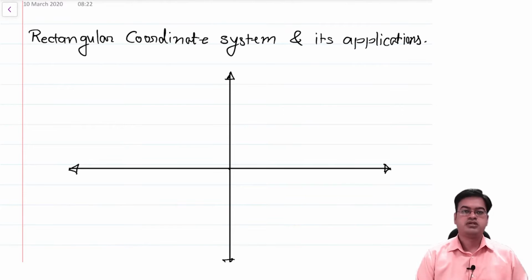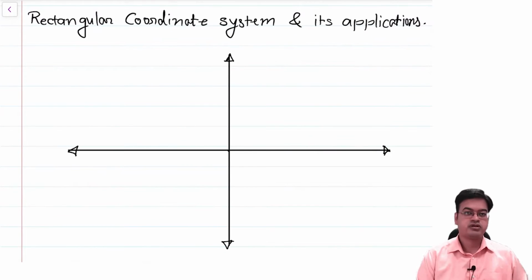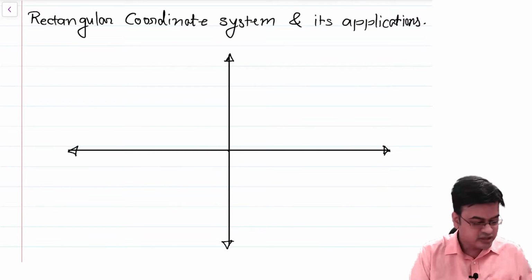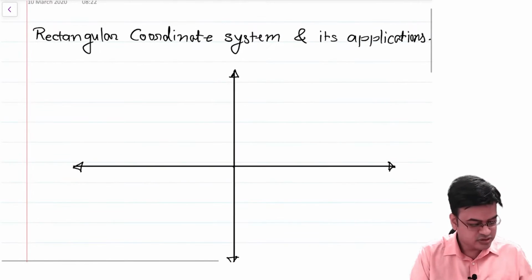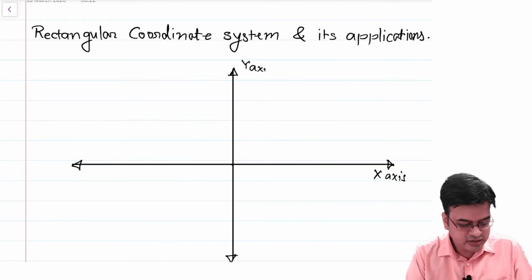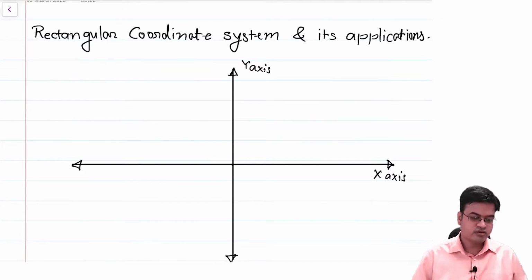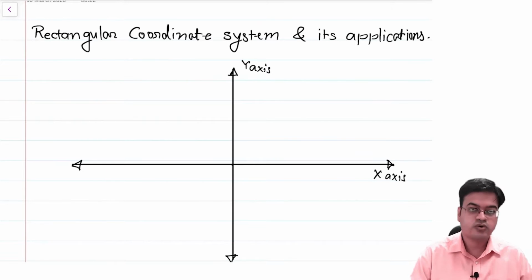So hello students, in this video we are going to see the rectangular coordinate systems and its elementary application. As we discussed in the previous video, the first video of this, there is a horizontal line, which will be called the x-axis. There is a vertical line, which will be called the y-axis, and these x-axis and y-axis divide the plane into four equal halves, four equal quarters.